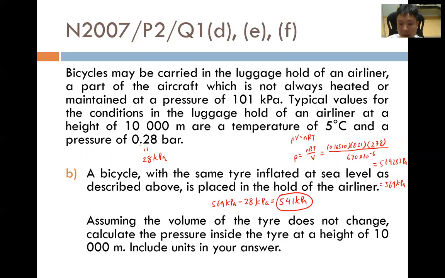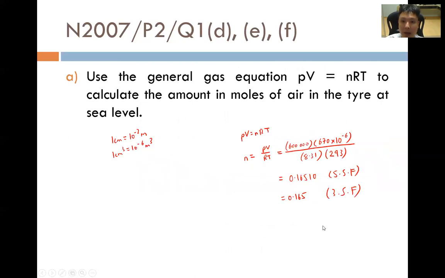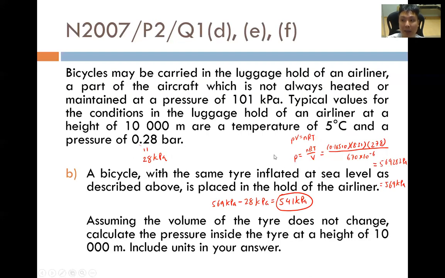You can see that this pressure difference between the internal pressure of the bicycle and the exterior pressure is smaller than the maximum that is permitted. And hence it is safe for the bicycle; it's not required for the bicycle to be deflated, because the pressure difference between the internal pressure of the bicycle and the exterior pressure in the airliner is lower than the maximum permitted.